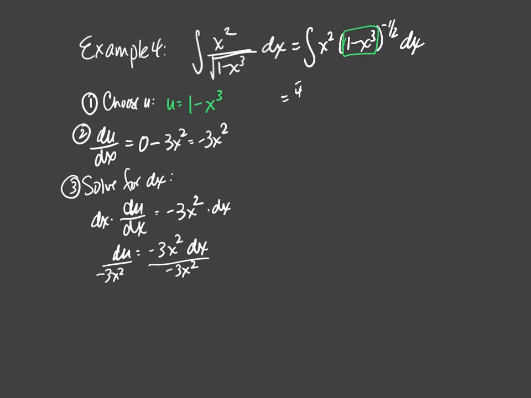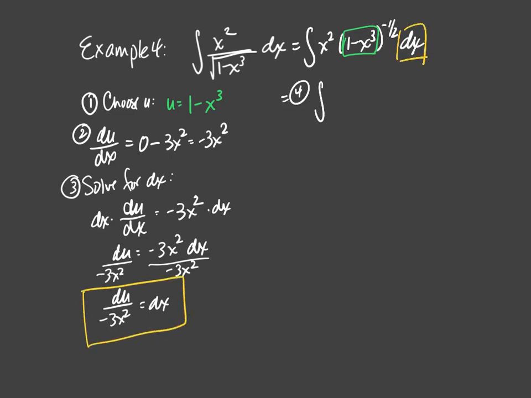So we're ready for step 4. Let's clean it up. Du over negative 3x squared equals dx. So then I can put a nice box around it to show what we're going to replace. There we go. All right, x squared, 1 minus x cubed is u to the negative 1/2. The other item that has a box around it is the dx, so I'm going to use this here. So dx gets replaced by du over negative 3x squared.